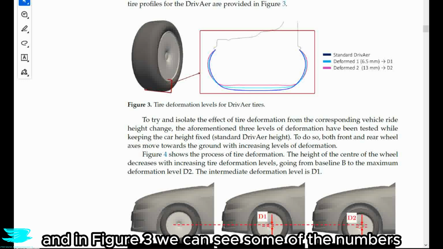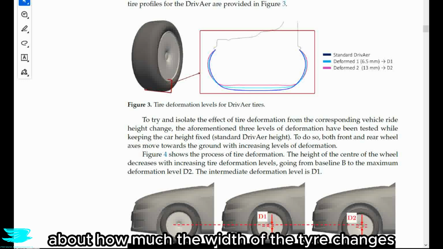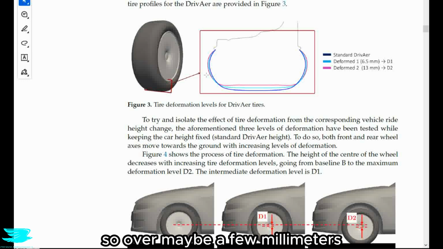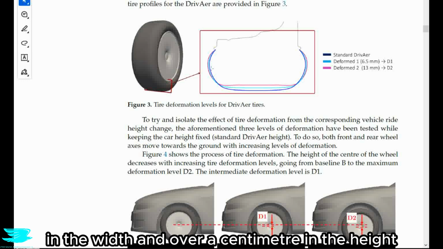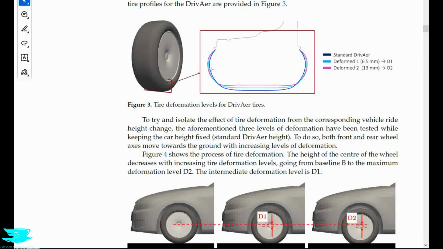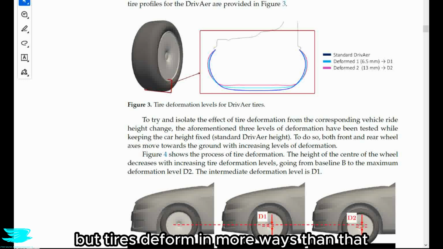And in figure 3, we can see some of the numbers about how much the width of the tire changes and also the height of the car then. So over maybe a few millimeters in the width and over a centimeter in the height. So the ride height of the car does change too. But tires deform in more ways than that.